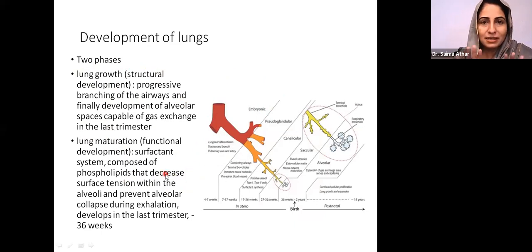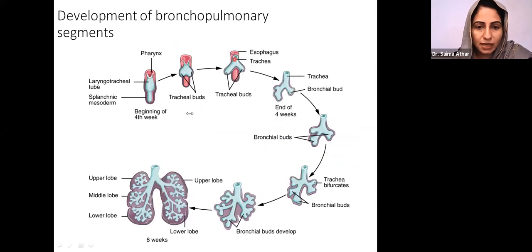So there is development of the structure that we call lung growth, and there is development of the surfactant. This surfactant development is very important. We'll come to know, and you might have read, the importance of the surfactant as well. So this would be the next important point.